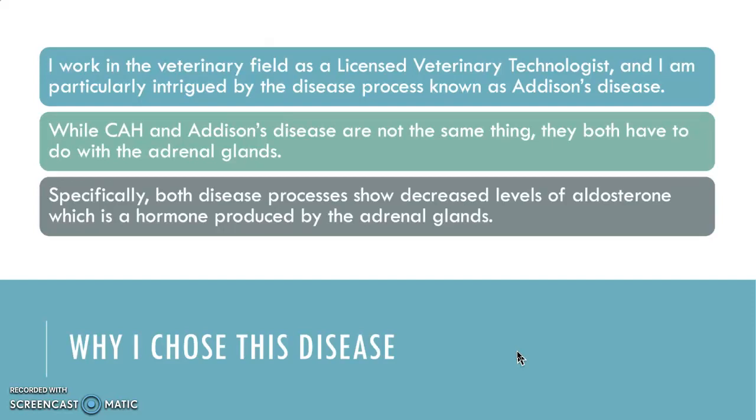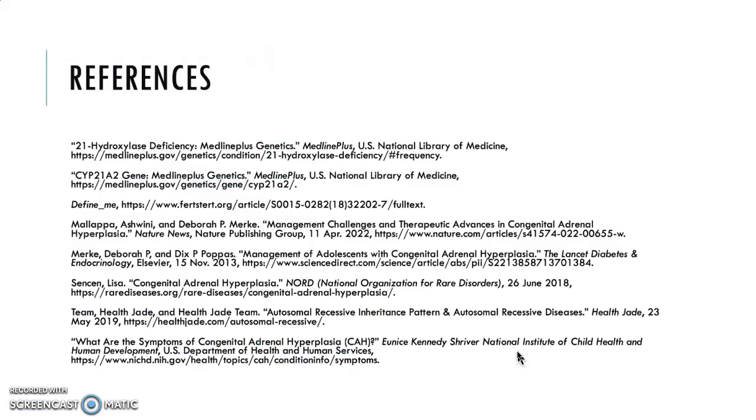Both of these disease processes show decreased levels of aldosterone, which is, again, a hormone that is produced by our adrenal glands. Here are my references if you have any questions. These are all wonderful articles that I found a lot of interesting information in.